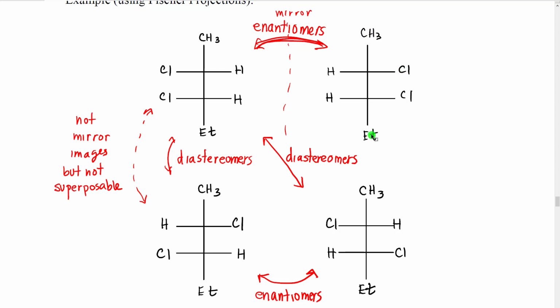In fact, in the mirror image, every single pair of groups on each chirality center would be exchanged left and right. So chlorine and hydrogen are exchanged right here. Chlorine and hydrogen are exchanged right here. If we had other groups, if we had more chirality centers, they would also be exchanged. To have a mirror image, every chirality center has to have its groups exchanged with each other.